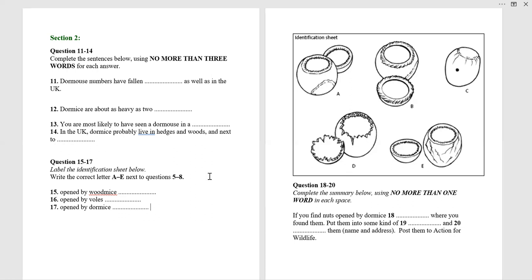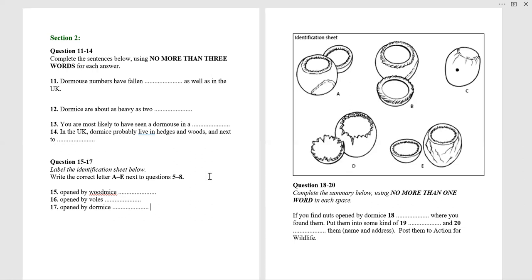Well, as they're hard to spot, as I said, we have to use indirect methods. Instead of trying to see dormice themselves, we look for evidence of dormouse activity. Dormice eat hazelnuts, so we'll be looking for the shells that dormice have opened to get at the nut inside. A lot of wildlife species eat hazelnuts. It's not just dormice. But it's usually possible to tell which particular animal has opened a nut by looking at the marks on the shells.